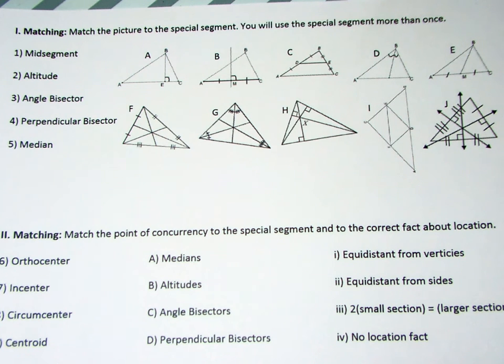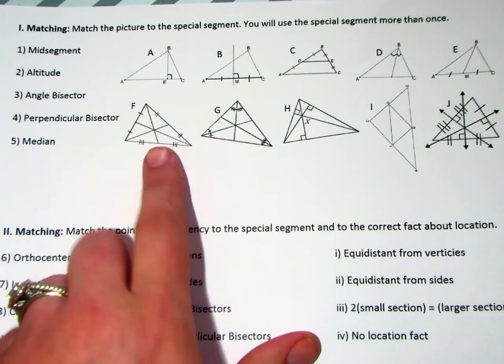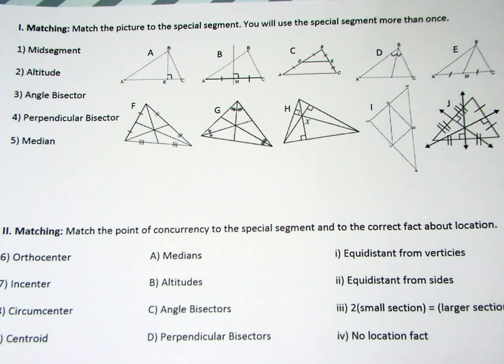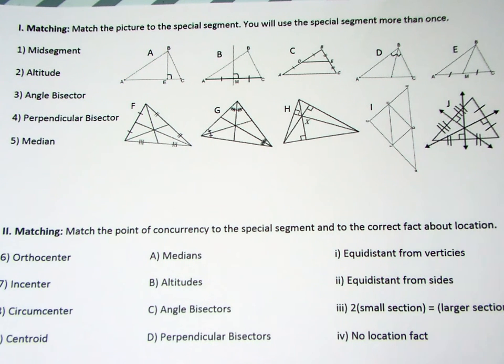Today's lesson is regarding points of concurrency and the segments that create them. Remember, a point of concurrency is where three or more lines intersect. Let's go ahead and look at the first part. We want to match the picture to its vocabulary word. So let's kind of think through. Let's start with mid-segment.